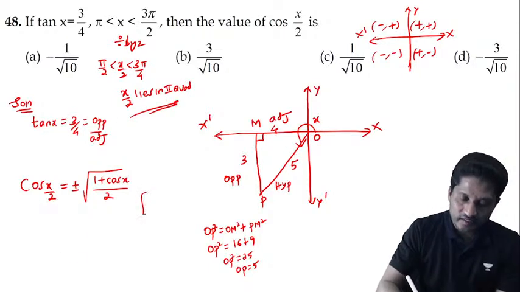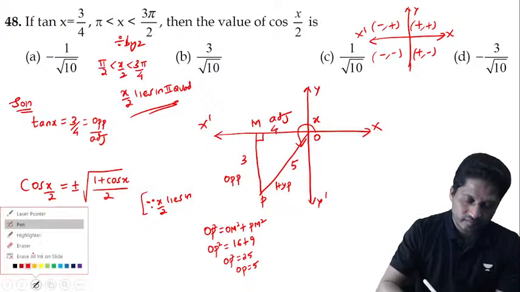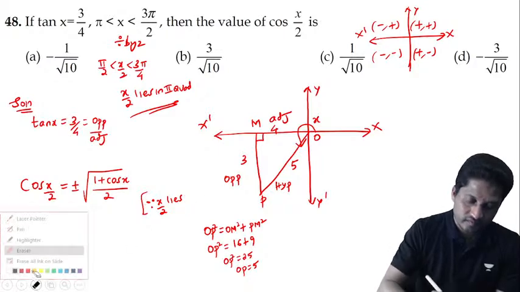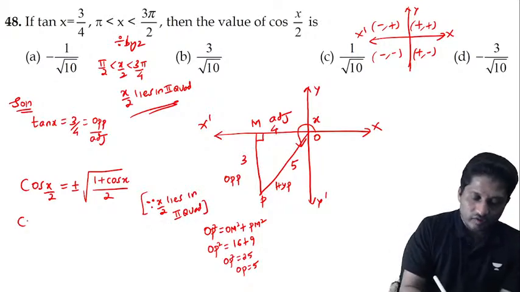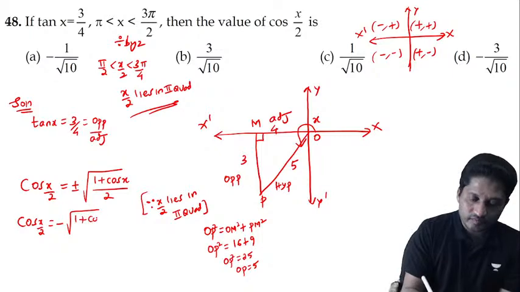I'll write a reason. Since x by 2 lies in the second quadrant, right? If this lies in the second quadrant, then cos x by 2 should be equal to minus root of (1 plus cos x) by 2.